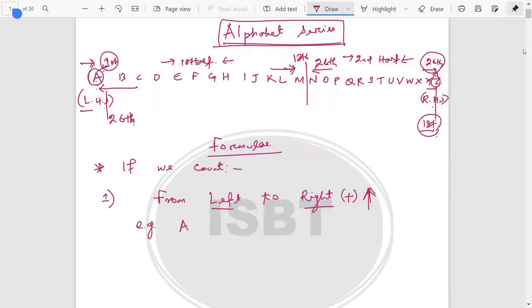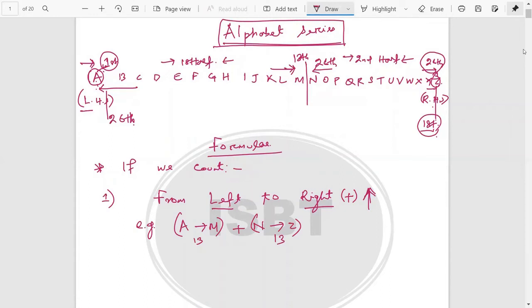Suppose I count from A to M. It will be easier. A to M, the first half, how many letters? 13 letters. Then N to Z, how many letters? Also 13 letters, sorry, 13 letters. A to M and then N to Z.